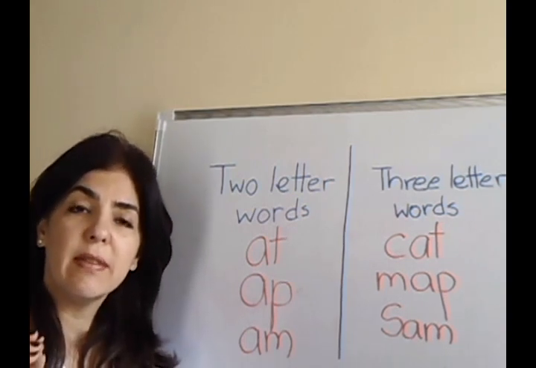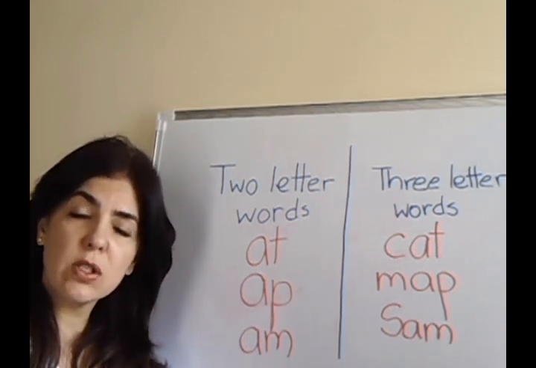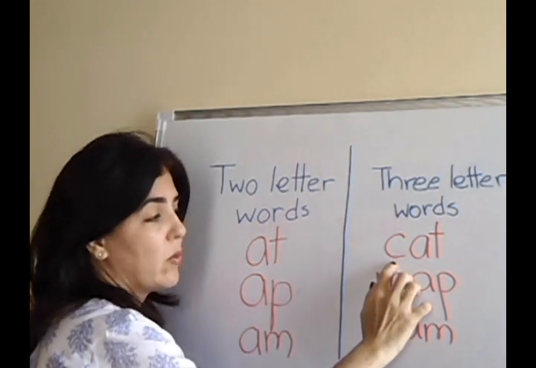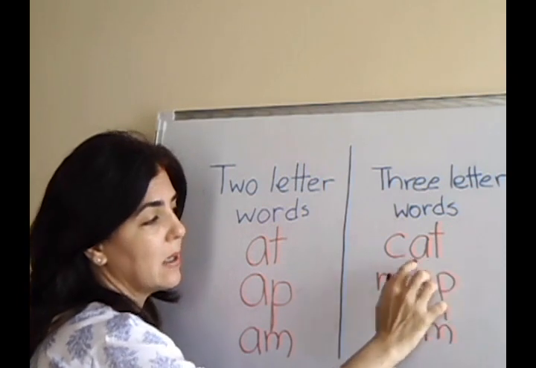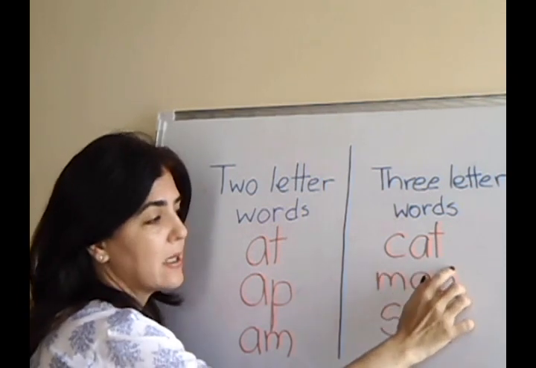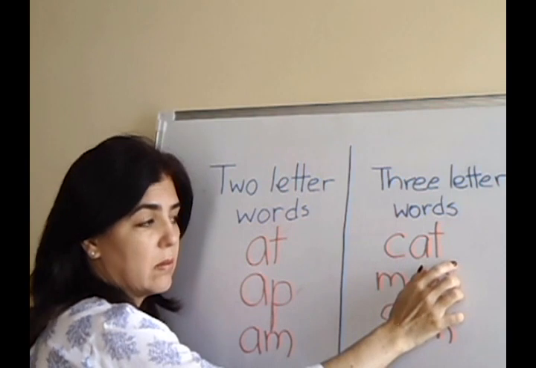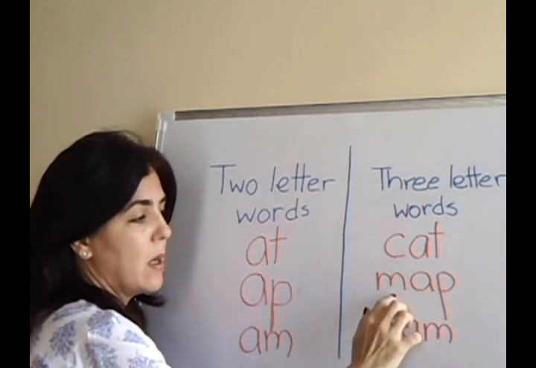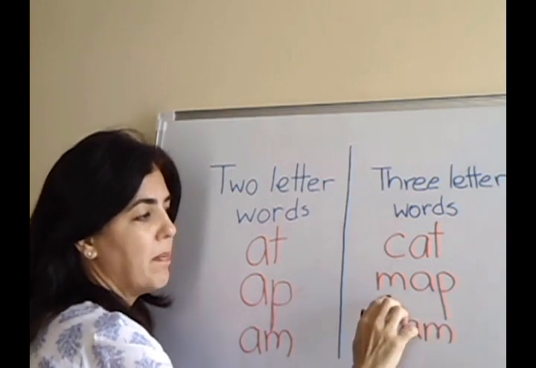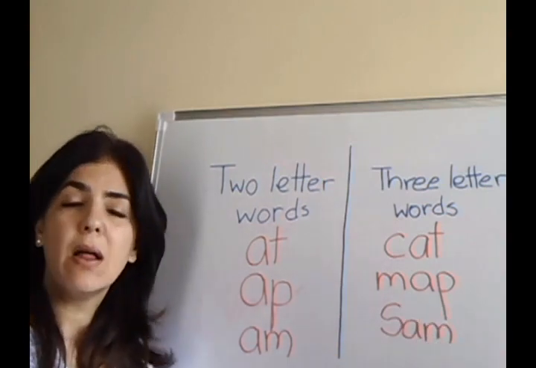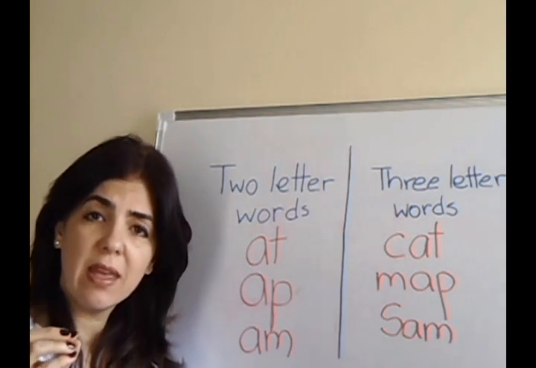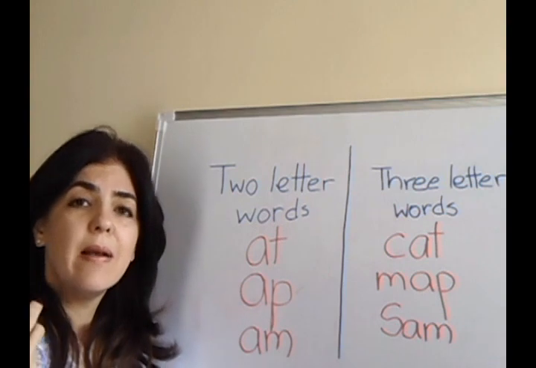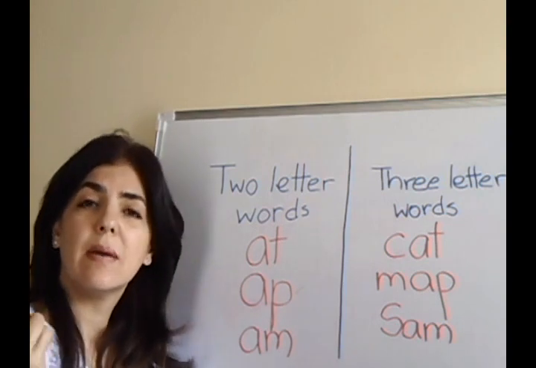Once you feel that they're ready to start with 3-letter words, you may move on into 3-letter words. Now, 3-letter words. Cat, cat, cat. Map, map, map. Tell them to do it slowly and then fast. 2 or 3 times slowly, then fast. Have them do it many times, practice it.